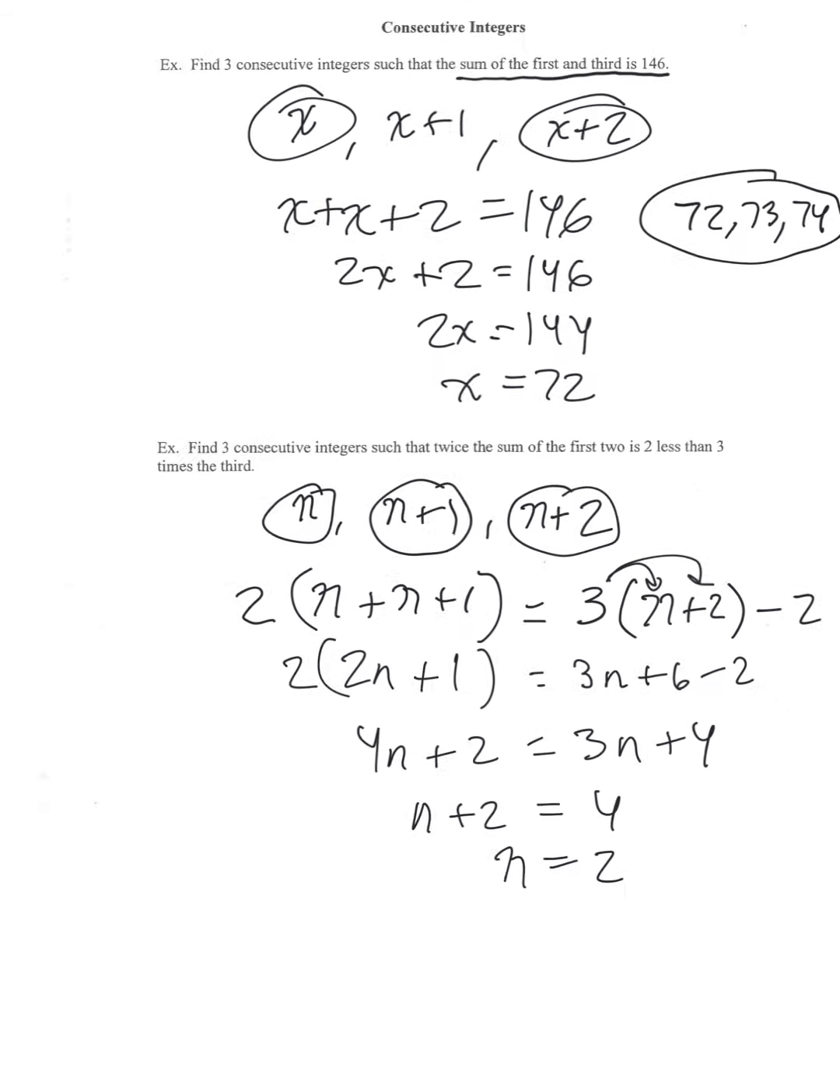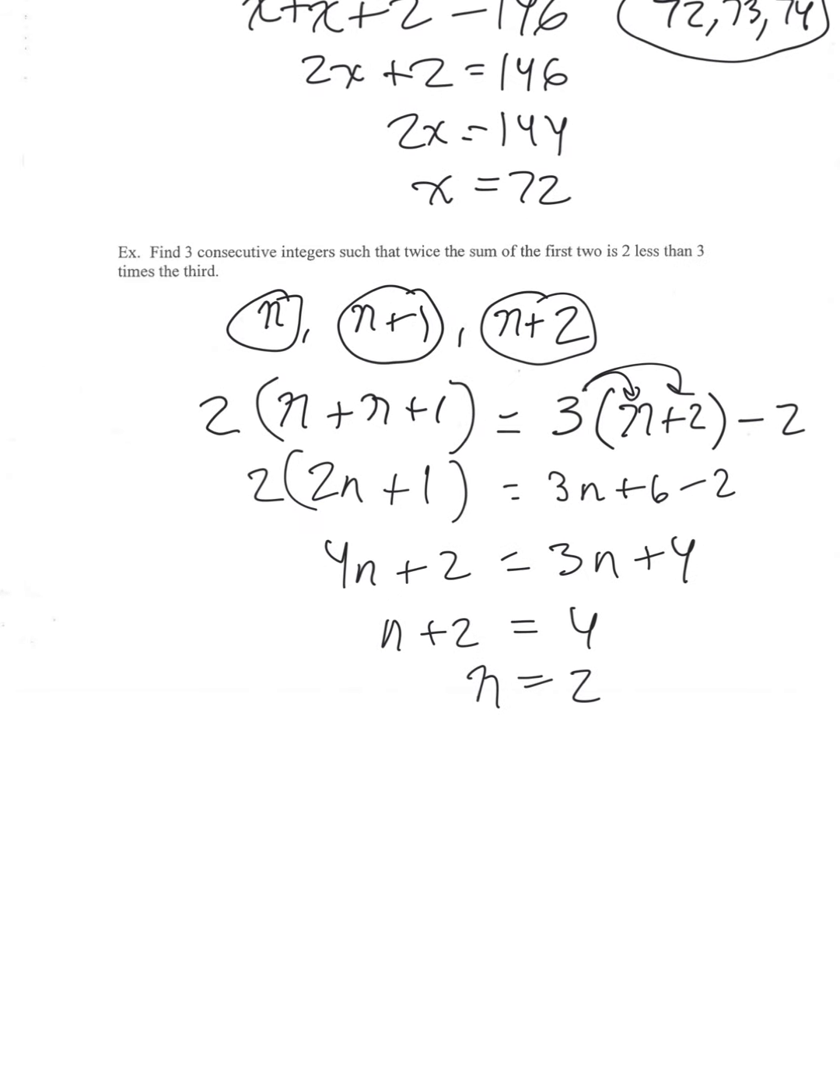And now, if I know that n equals 2, I figured out the first integer, and I can figure out the next ones by adding 1 to get 3 and adding 2, which would get me 4. And there we have it.